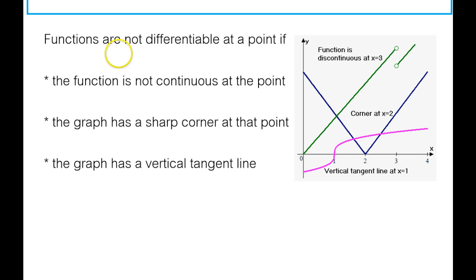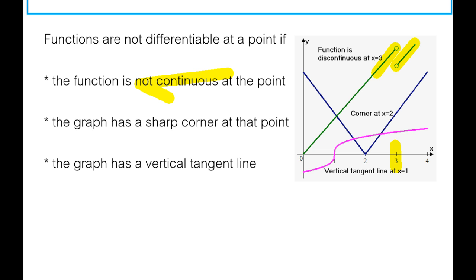If the function is not continuous at that point, the derivative does not exist. So in this case, as we can see here, at x equals 3, the function is not continuous. So therefore, the limit as x approaches 3 of any difference quotient is not going to exist. There's not going to be a limit there. So that would imply that the function is not differentiable at that point.